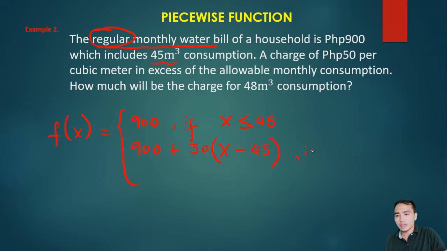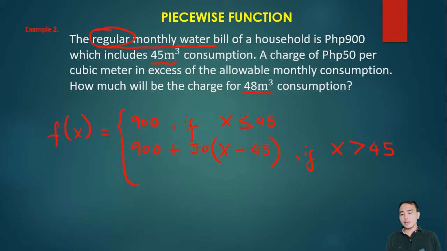So ito yung babayaran natin if x is greater than 45. Kapag lumagpas sa 45 cubic meter yung ating consumption in 1 month, babayad tayo ngayon ng 900 plus 50 times x minus 45. Okay, question. How much will be the charge for 48 cubic meter consumption? So, ito yung question natin.